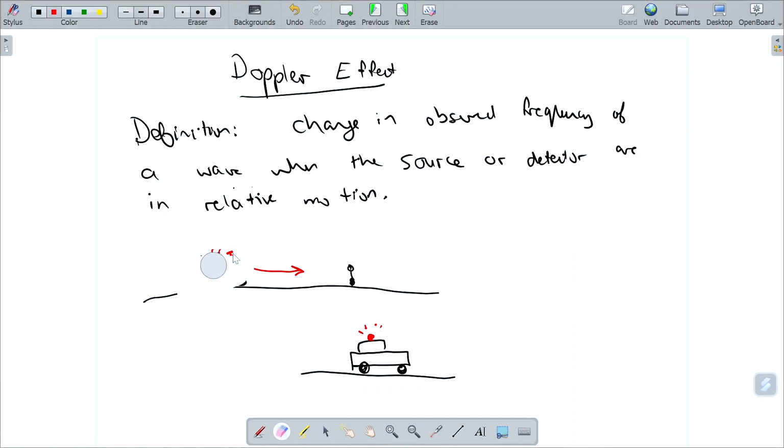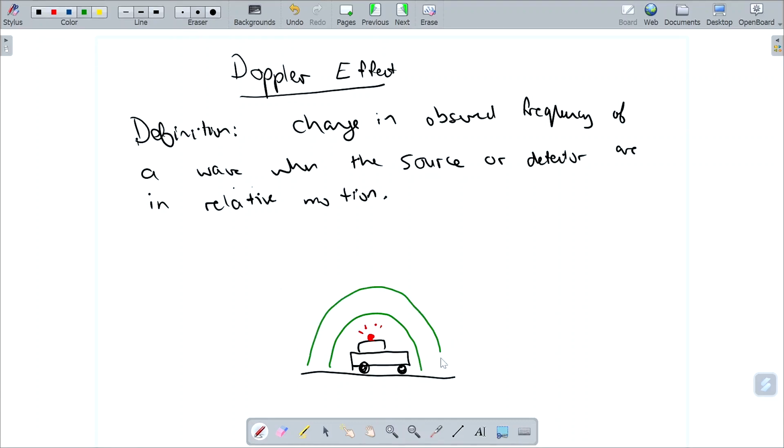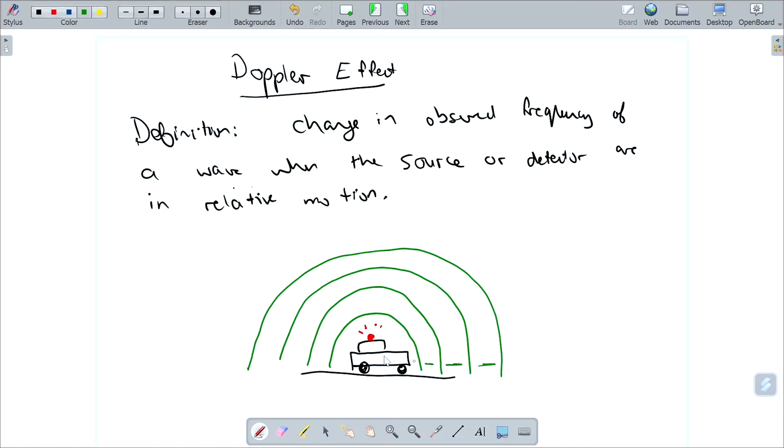What we can then do is look at what these sound waves look like when the source, in this case the ambulance, is stationary. If we draw the waves, they look something like this. The spacing between the peaks and the troughs of the waves will be the same. The distance between the waves will be the same.